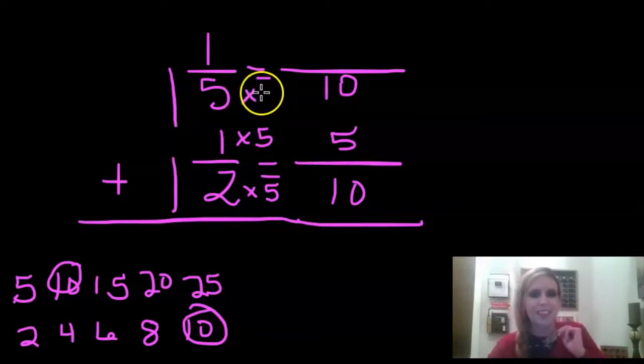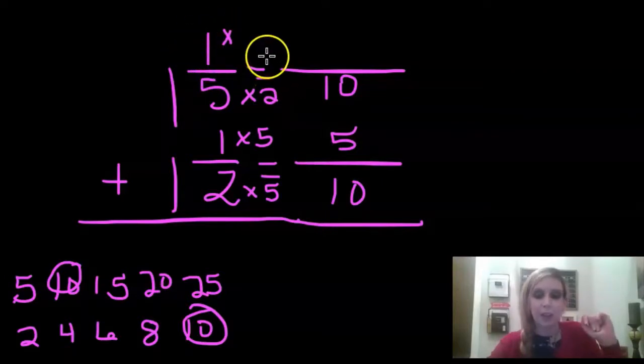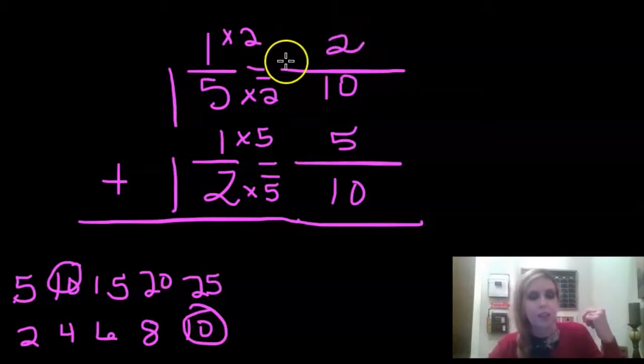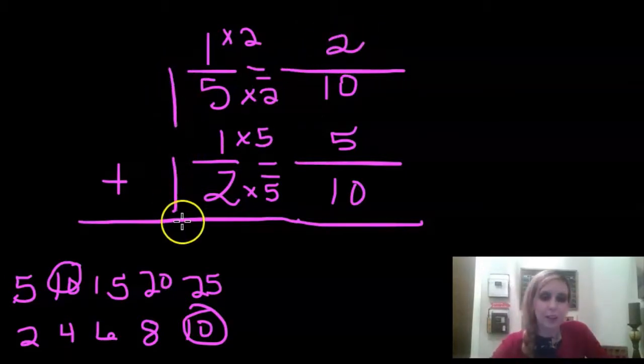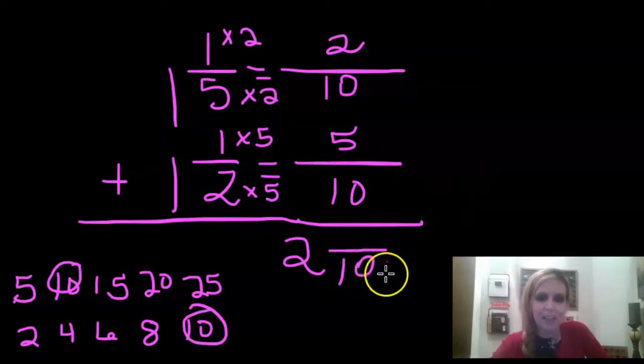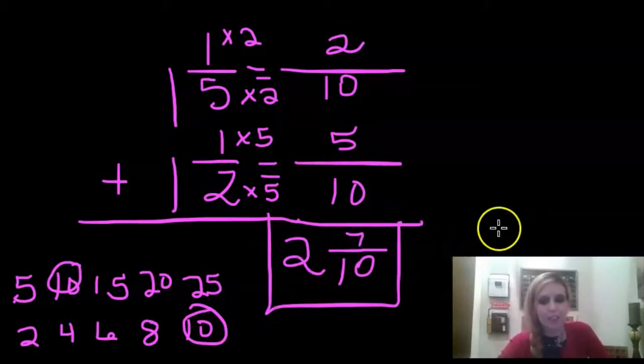All right, so then I have to multiply that same number times the numerator on top here. So 1 times 2 is 2. Let's not forget our whole numbers here. So 1 plus 1 would be 2. Now, the denominators stay the same, so just bring that down. Now I'm just adding 2 and 5, which is 7. All right, so that would be my final answer.